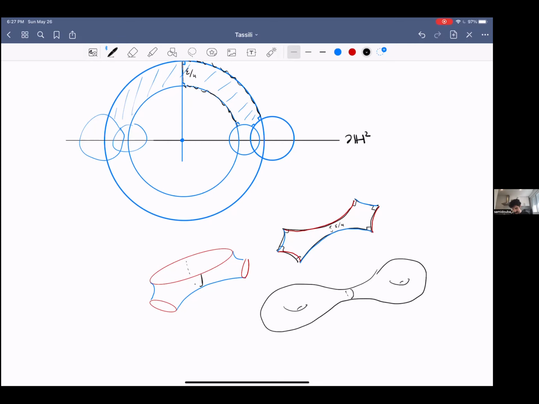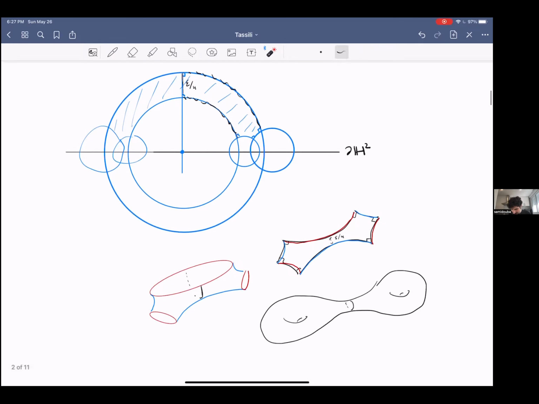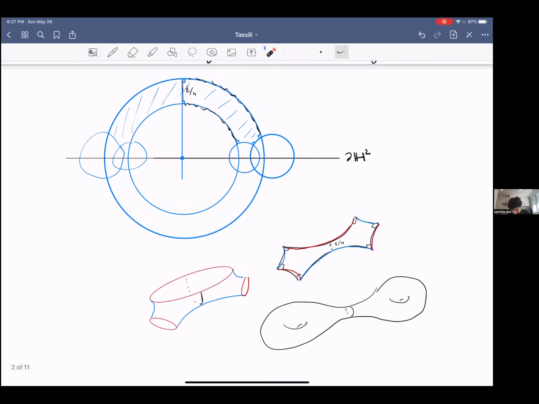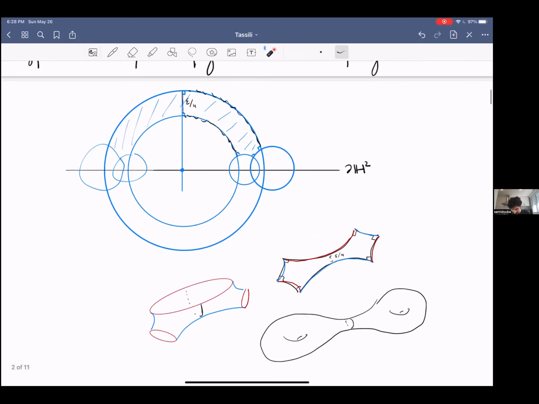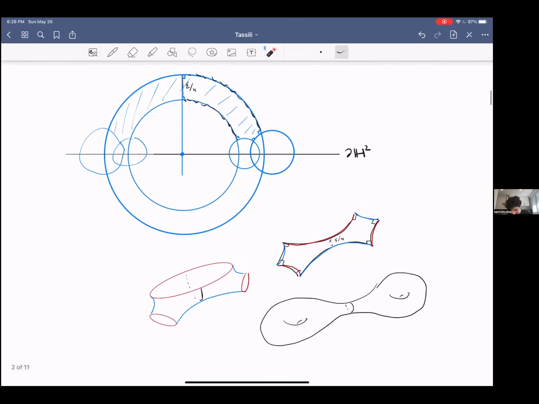And in fact, for a sufficiently small epsilon, this will be the unique shortest closed geodesic. You can see this because you can show that the lengths of these sides will converge to some positive number. They won't be getting small. So this is a construction of surfaces with arbitrarily small systole. Are there any questions about this?